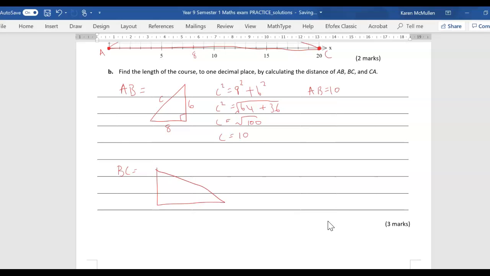All right, so if the full length is 20 and the base of this was 8, so that makes this 12 and this 6. We'll call this C. So C squared equals 6 squared plus 12 squared. So 36 plus 144. So what's 180? Oops, square root. All right, and we're not going to get an exact value for that, so I'll do that quickly on my calculator.